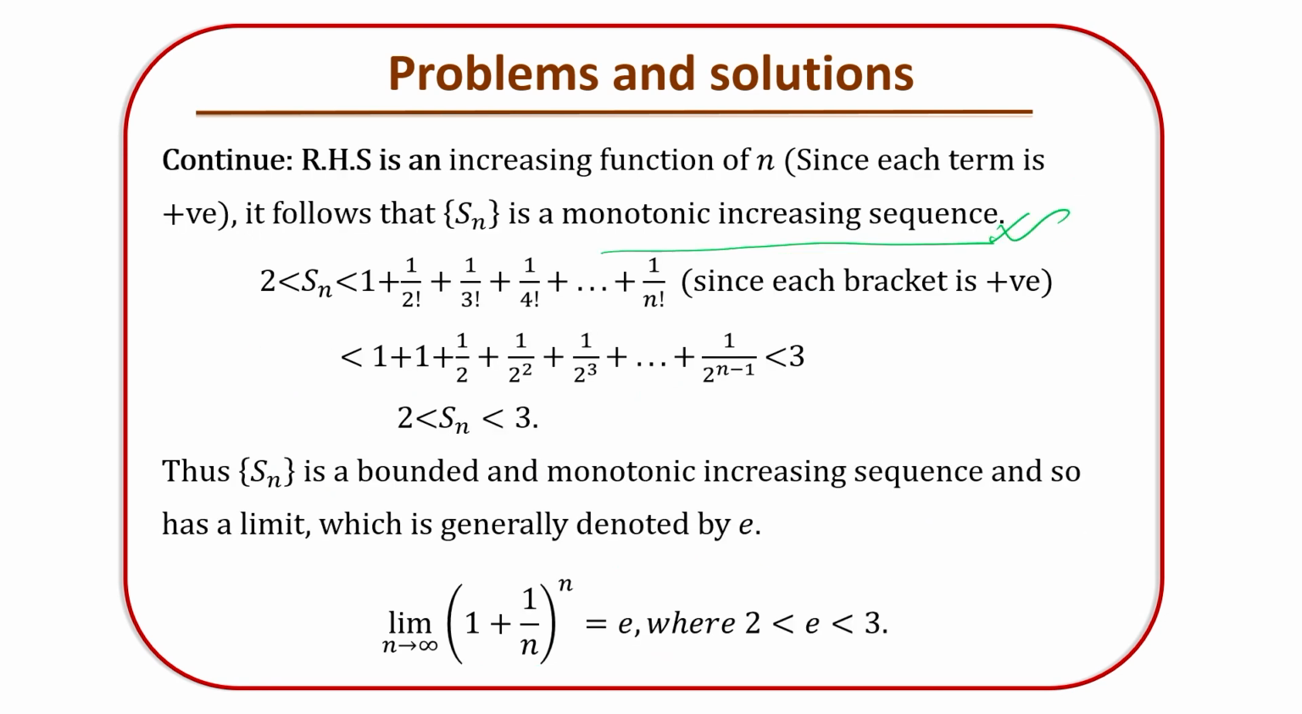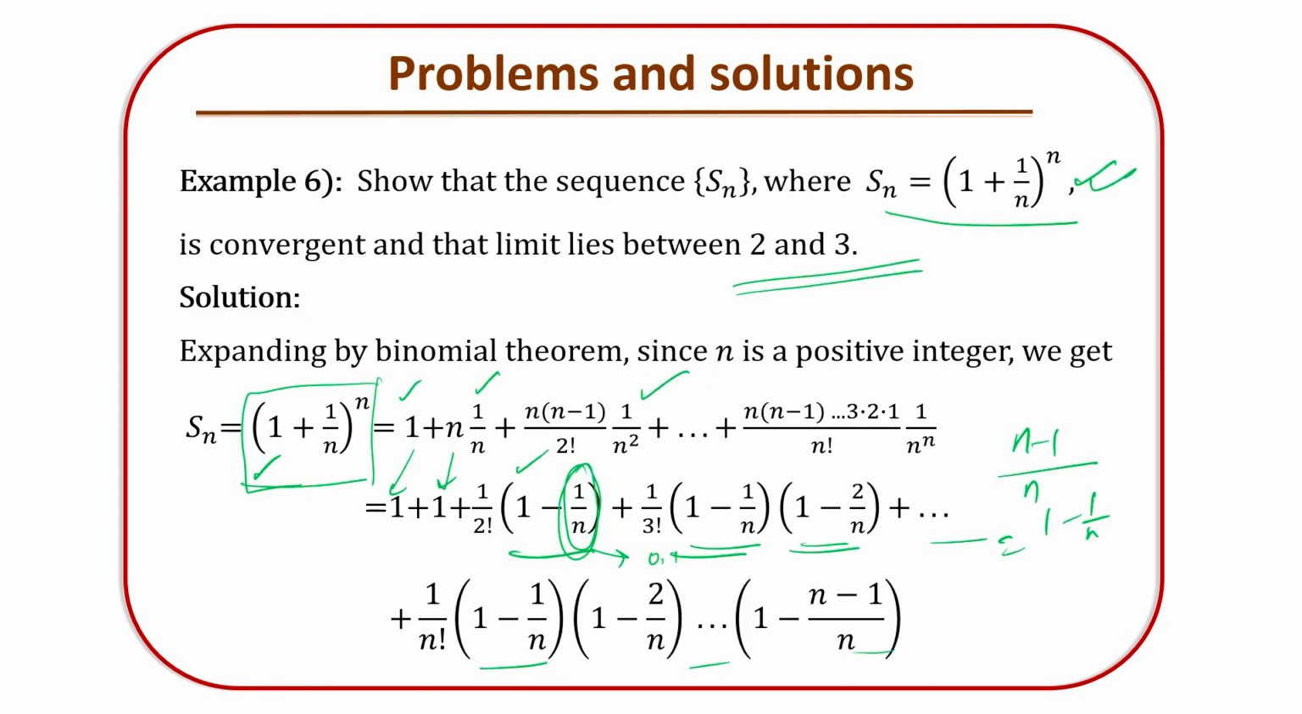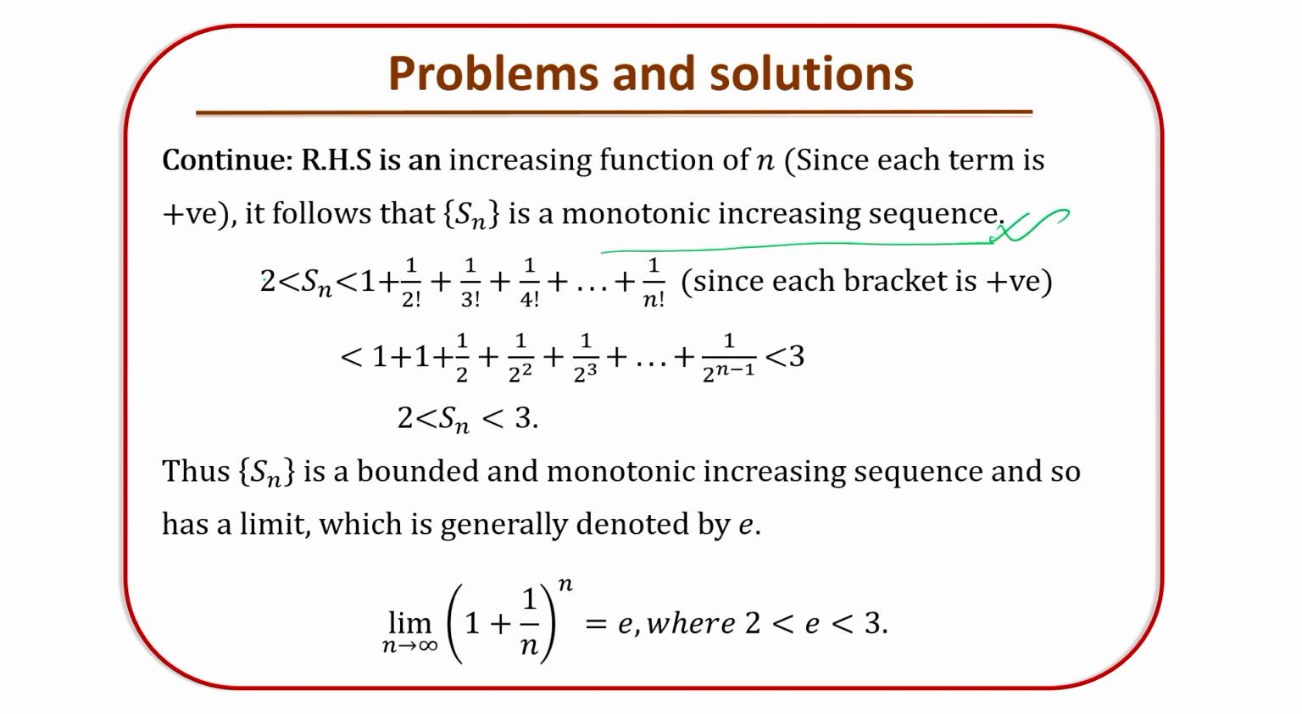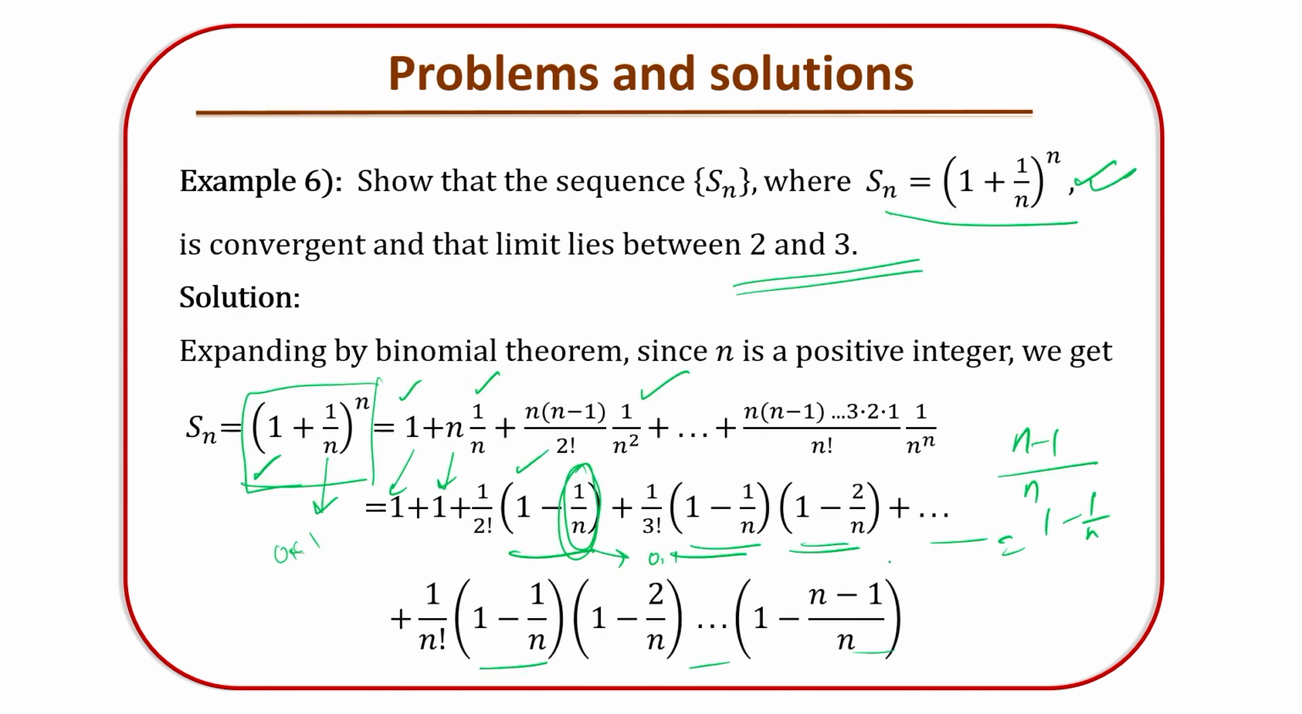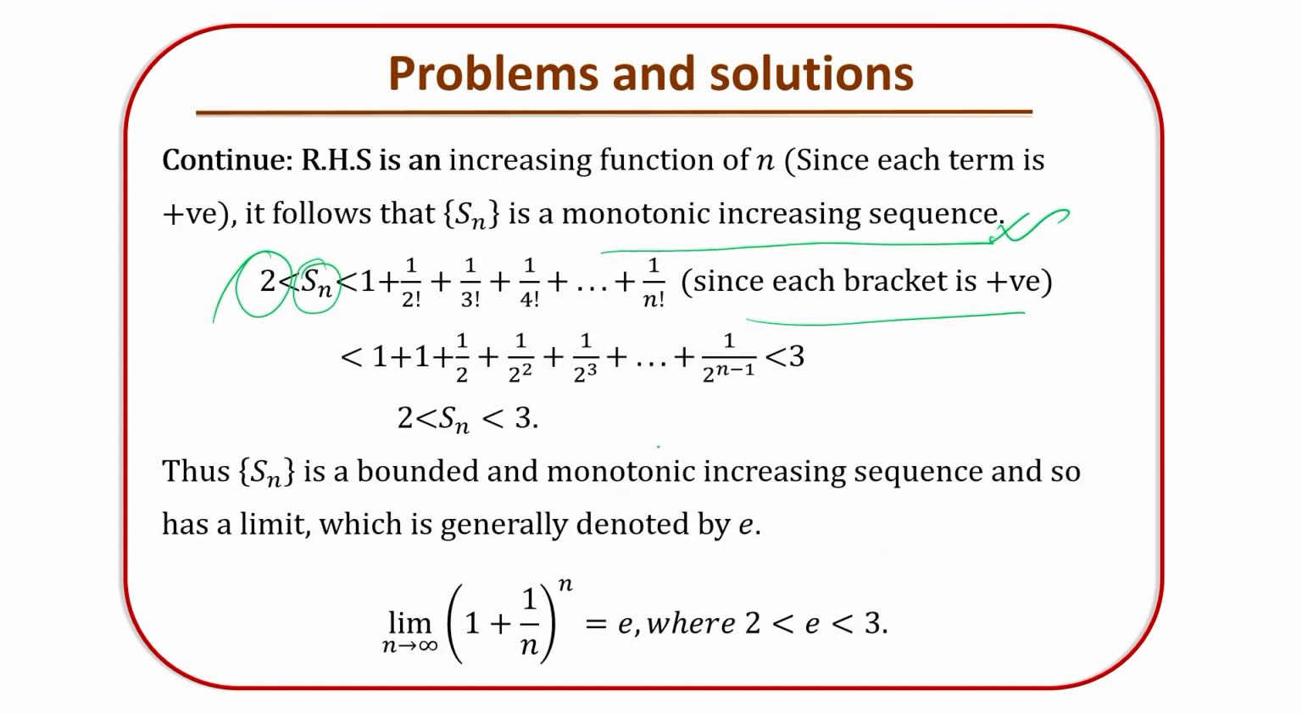Now, what about the bounds? Look at this problem here: 1 plus 1/n, and 1/n is also lying between 0 and 1, right? Each term lies between 0 and 1, so the bound is 0 to 1. So S_n has the minimum value 2, and S_n has the maximum value 1, 1/factorial 2, 1/factorial 3, 1/factorial 4, right? As each bracket is positive here, I am just looking at 1/3, 1/4 and so on, right?